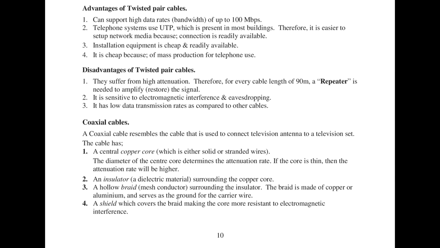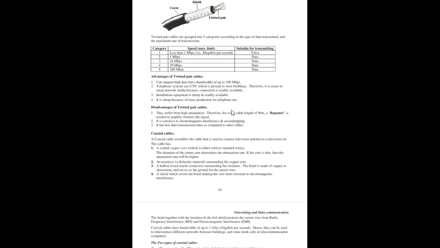Then we have coaxial cable. Have you ever seen how your television cable, that is the aerial cable, looks like? That's a good example of coaxial cable. So coaxial cable resembles the cable that is used to connect television antennae to a television set. The cable has a central copper core, an insulator, a hollow braid, and a shield. Let's see whether we can see a demonstration of such.